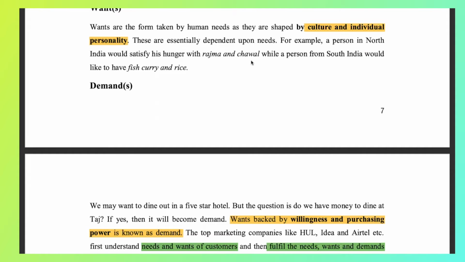But if you are starving for 10 days and you have not found food and someone is giving you just a bowl of rice, you need that bowl of rice. You will eat it. But if you are comfortable and you had your breakfast and then for lunch you're offered rajma chawal, that's your want. You want to have this. You like to have it.